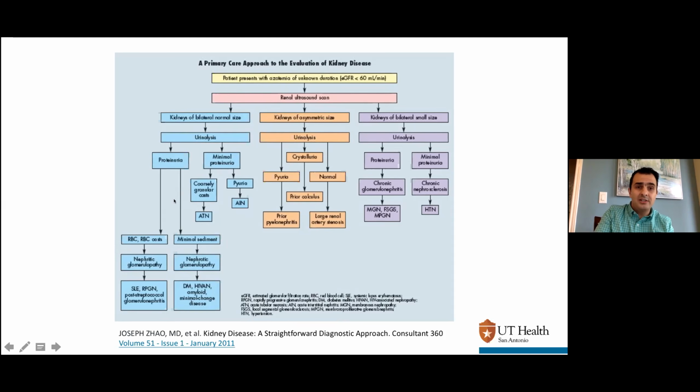While if I have a urinalysis with a lot of proteinuria and I look at RBC casts and RBCs, this is very concerning for me, because I need to worry about GN and lupus and other things. So it's really important to look at urinalysis and kidney ultrasound as well.